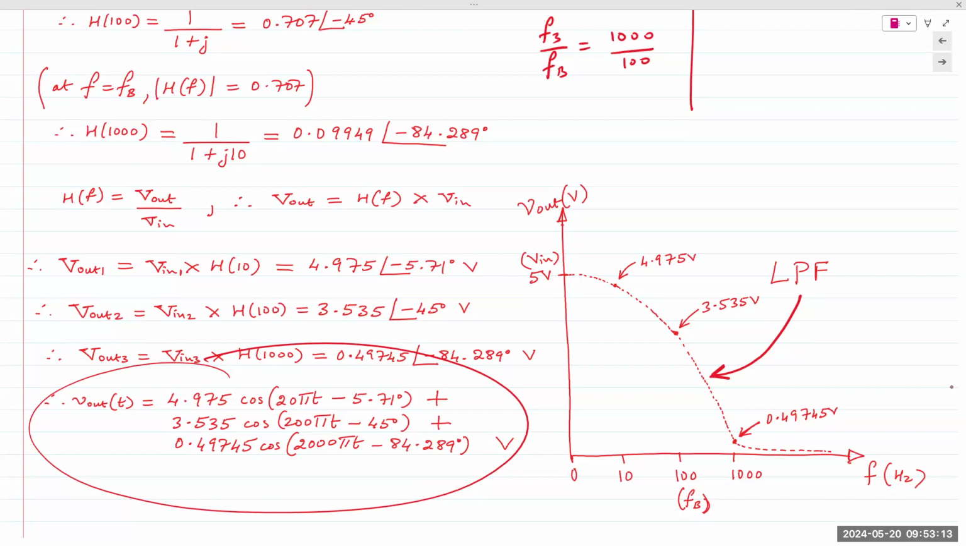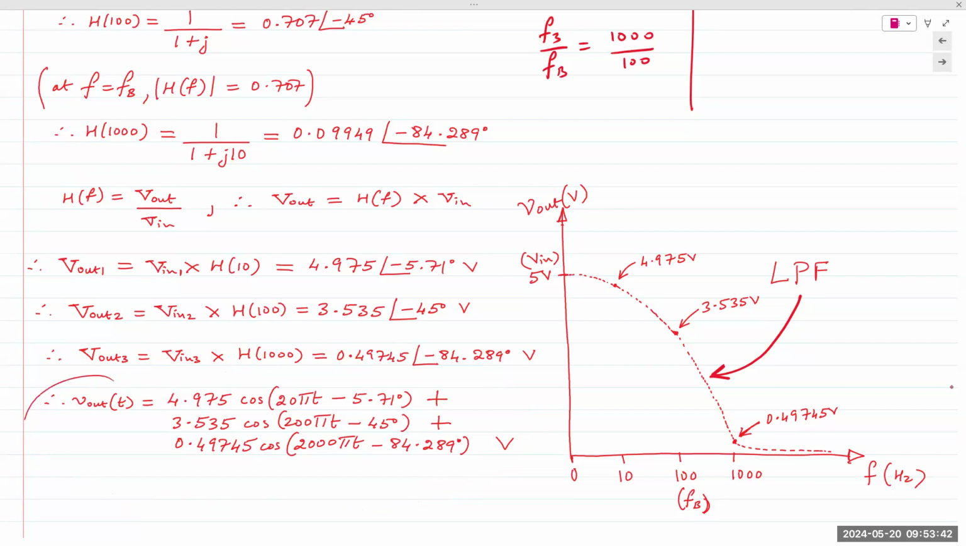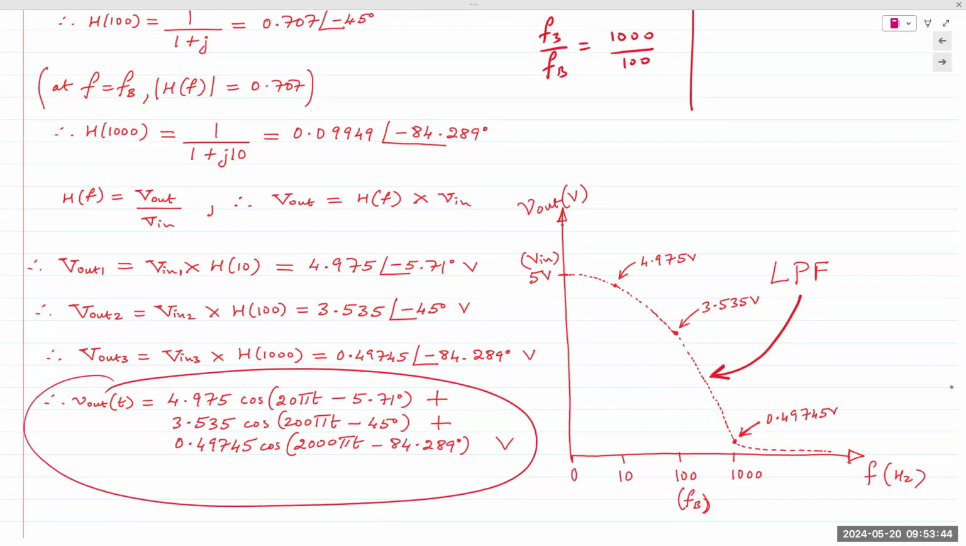Then, once you have H of f, simply take V out or V in, multiply with the respective values, and you obtain your answer. Okay. The final answer is asked in the time domain, so your answer should be V out of t. The final step is the inverse phasor transform, and you obtain V out of t. Yes.